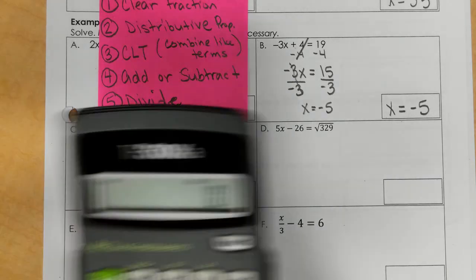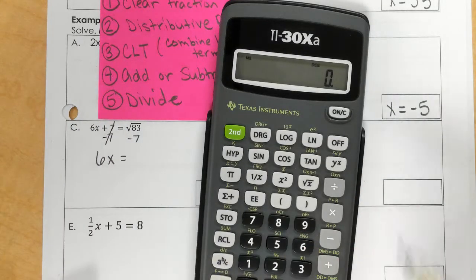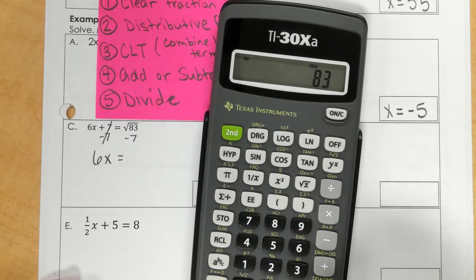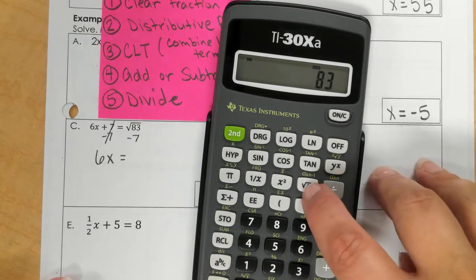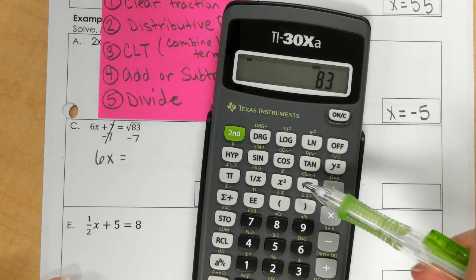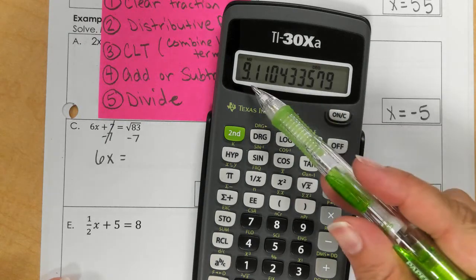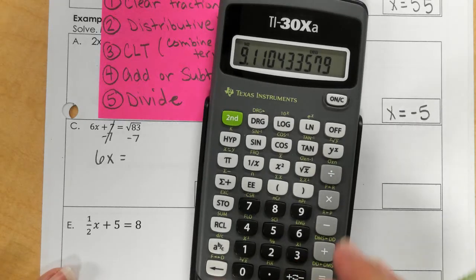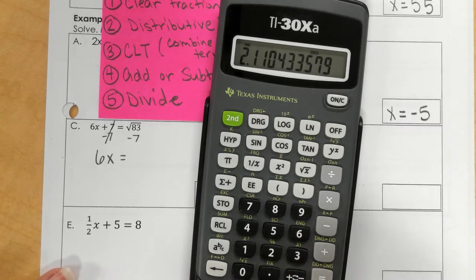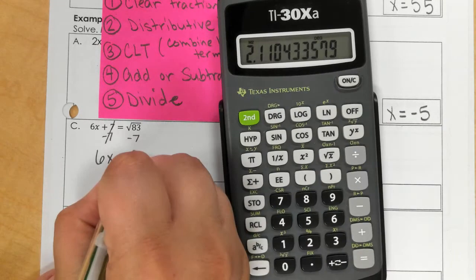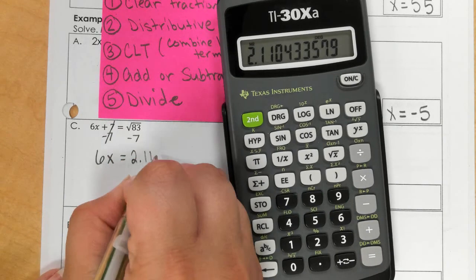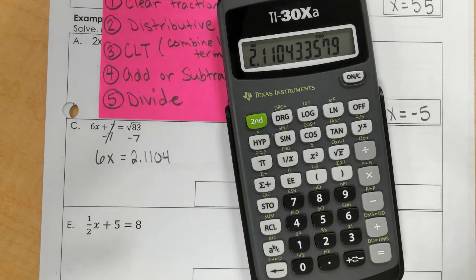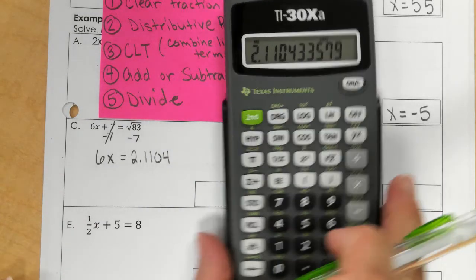This is where you need your calculator. So for the calculator, if you're using a TI-30XA, you put it in as 83, and then you take the square root of it, which is right there. Okay, this button right here. And you get this 9.1104, etc. You leave that on the screen and you just hit minus 7. So I'm just going to write out a few of those numbers, 2.1104. Now, I'm just going to leave that in the calculator. I'm not going to change the screen.